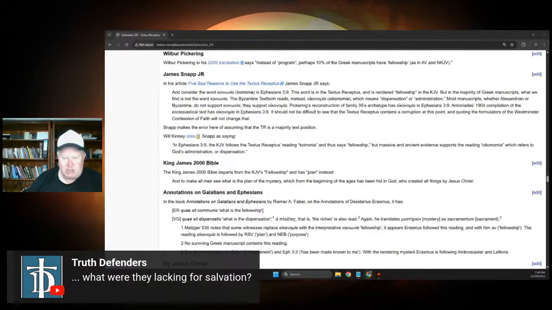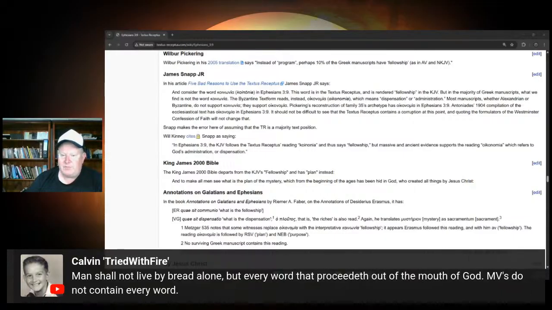Our Bible isn't changing. It's stable. We have a stable text. And so I think every reading can be backed up very easily. Calvin Tried with Fire says, man shall not live by bread alone, but by every word that proceedeth out of the mouth of God. Modern versions do not contain every word.